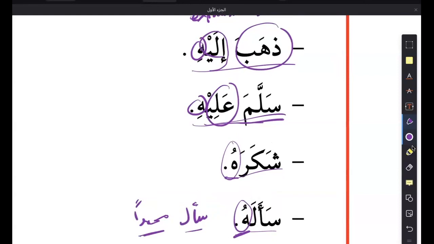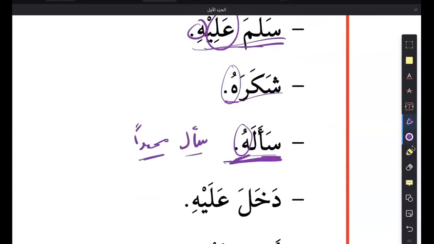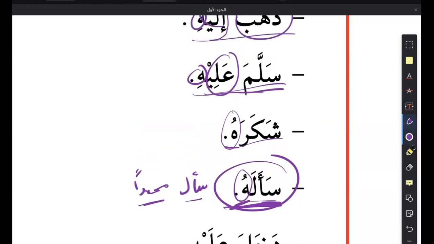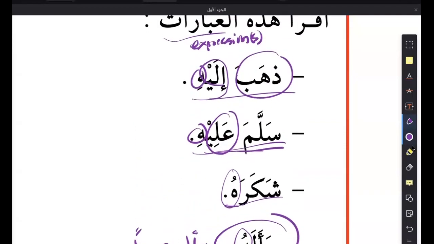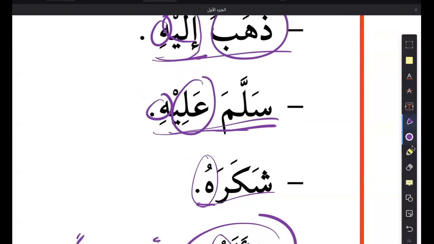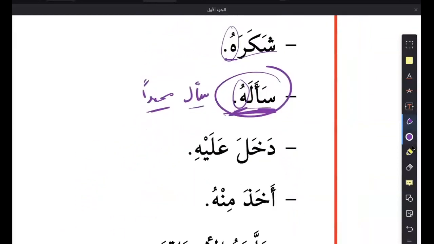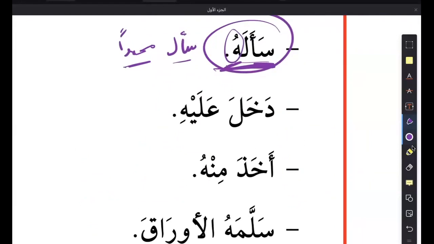Okay, so dhahaba, you want to go to him, you cannot say dhahabahu, although you can say sa'alahu. Why? Because sa'ala is a transitive verb. If it's a transitive verb, you can simply use a direct object. But if it's not a transitive verb, you cannot. And then you also have to know what preposition goes with what verbs. Okay, so there's a lot of things going on here. And this one you also have to know. You cannot say dakhala ilayhi, he entered to him. So you have to know the preposition that goes with the verb.